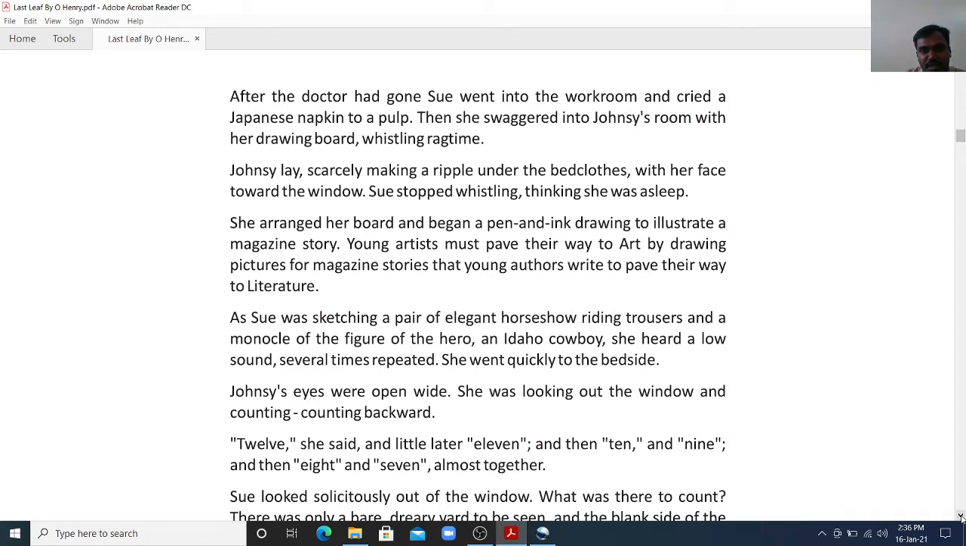She has come there to start her work, her drawing work. So the task that she was going to do, a pen and ink drawing to illustrate a magazine story. She wants to have a picture for a magazine story.